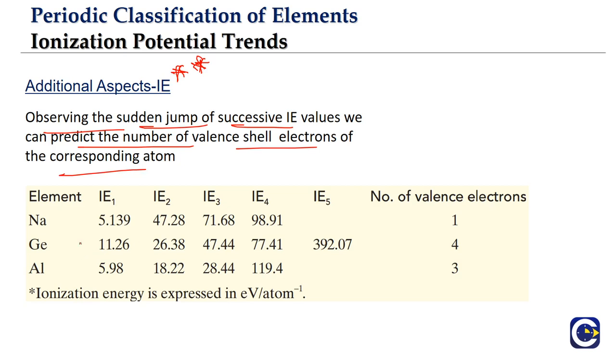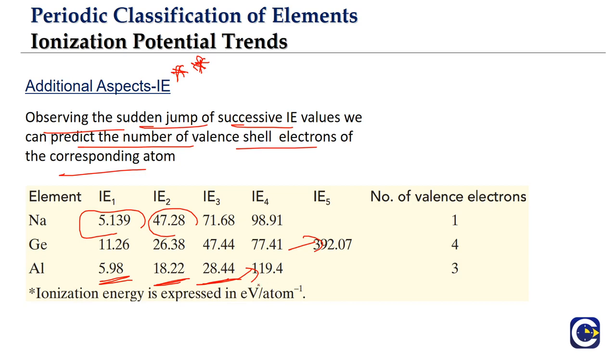Look at this. Look at the case of sodium. What is the IE1 value? 5.139. What about IE2? 47. You see a sudden jump. Now let us look at germanium. 11.26, 26.38. You can see every step it is increasing. 47.44, 77.41, 392.07. It is suddenly increasing. What about aluminum? 5.98, 18.22, 28.44, suddenly 119.4.